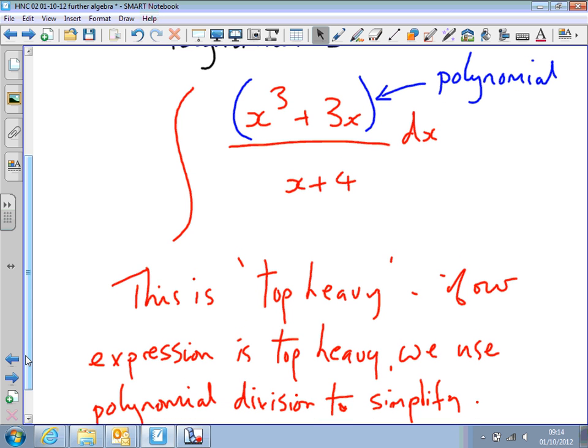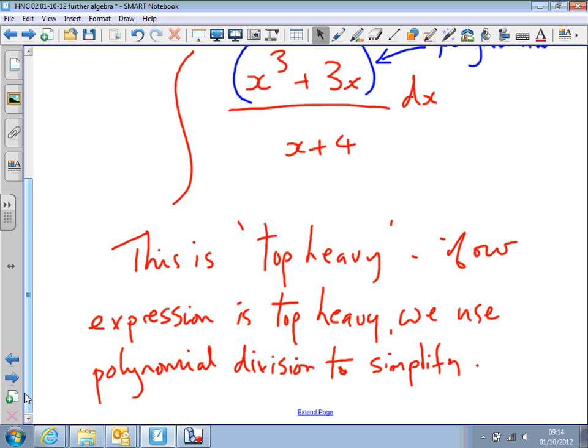It's top heavy. How do I know it's top heavy? Because of the cube on the top, right? The highest power of x on the top is higher than the highest power of x on the bottom. So it's top heavy. It's a fraction. It's a top heavy fraction. And we use polynomial division to simplify it in the same way as we would do a division for a top heavy fraction.